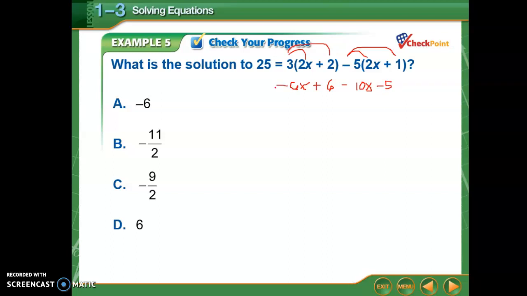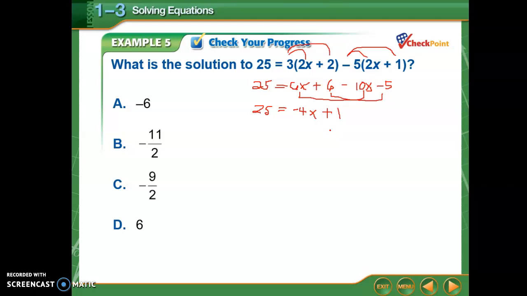Okay? Alright, so that's our first step. We multiply the number outside the parentheses. Now we're going to combine them. So bring down 25. Then we're going to combine all our variables. 6x minus 10x, that gives you negative 4x. Then we're going to combine the numbers, the integers. 6 minus 5, that gives you 1.